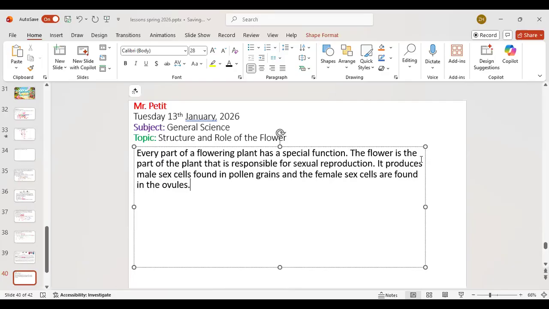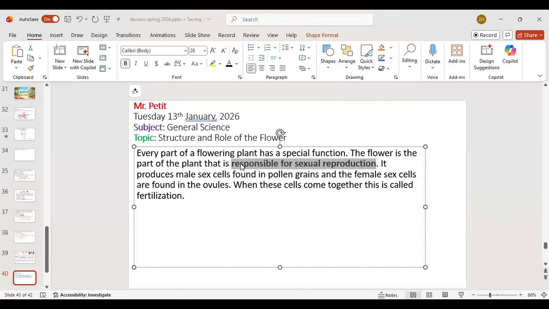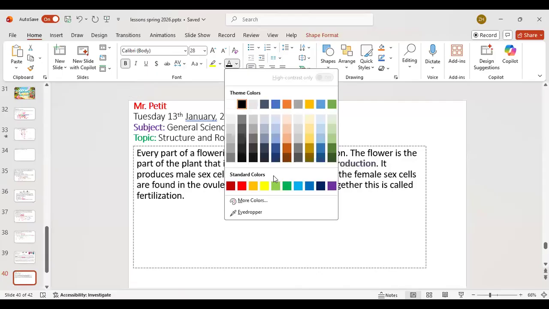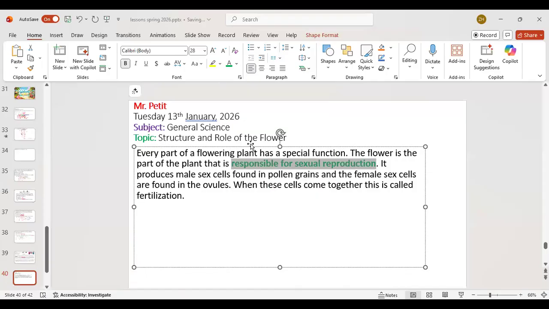And when they come together, that is fertilization. So when the male cell and the female cell come together, that's the fusion of them. That is called fertilization. So the function of the flower is for reproduction.